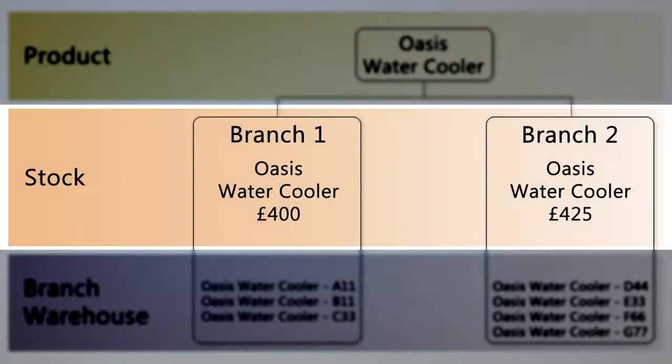Again, you can see that a managed asset product is used by each branch as a basis for the creation of stock items and allows each branch to set their own rental charges, deposit prices and special offers. As you can see in the diagram for branch 1, the Oasis water cooler is priced at £400, while in branch 2 the same product is priced at £425.